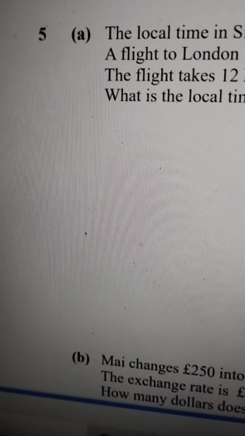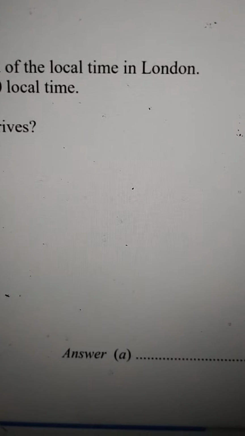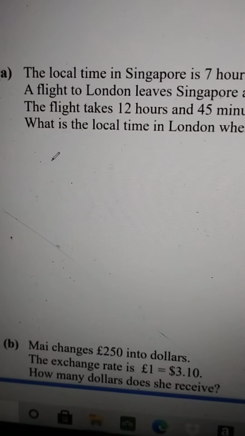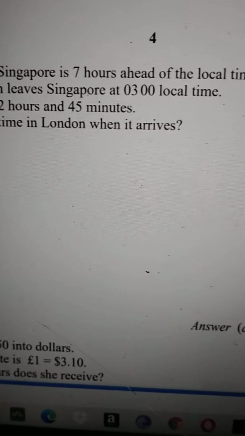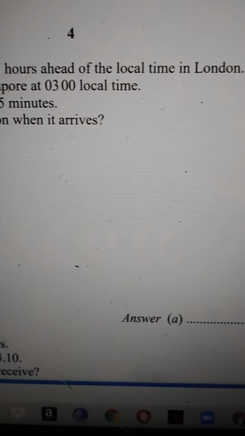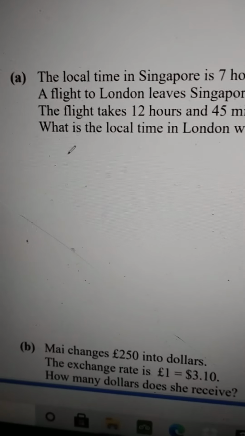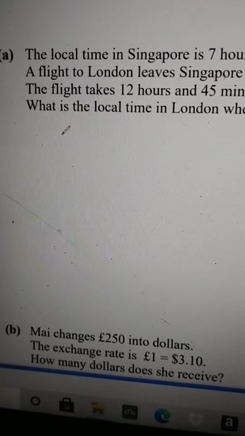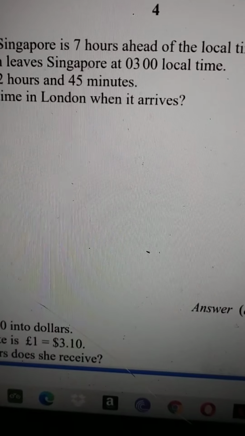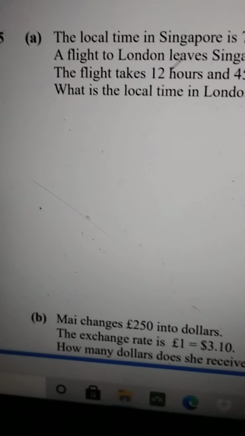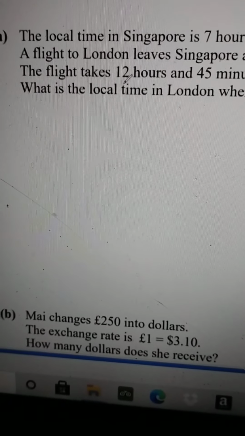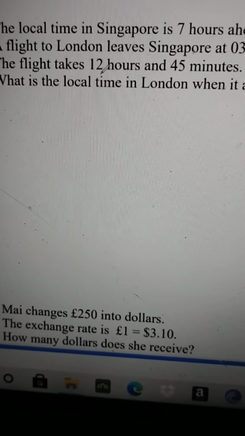Okay, now the question is about time. The local time in Singapore is 7 hours ahead of the local time in London. So there's a difference of 7 hours between Singapore and London. And a flight to London leaves Singapore at 0300 hours local time. Leaves from Singapore. And the flight is taking 12 hours and 45 minutes.